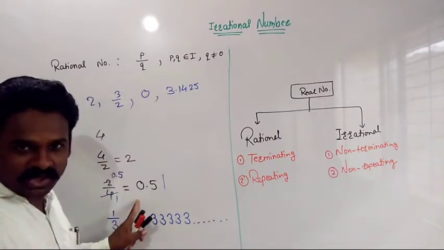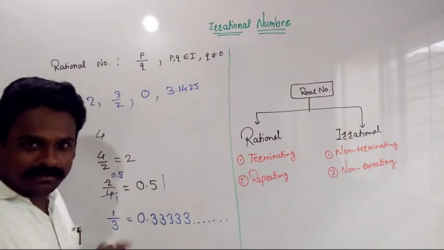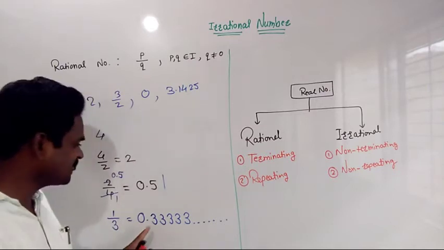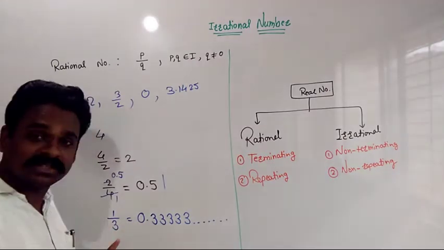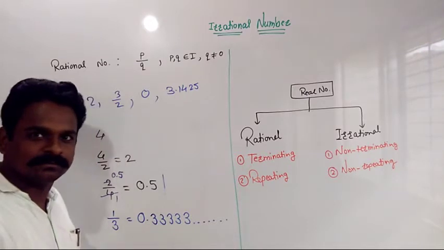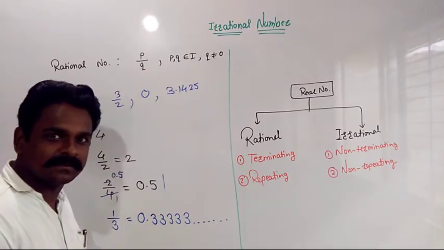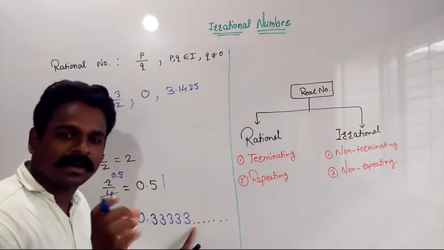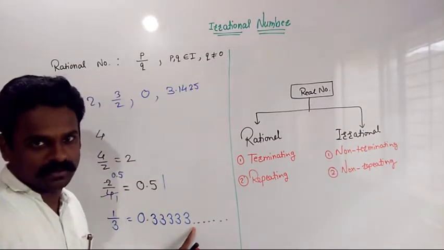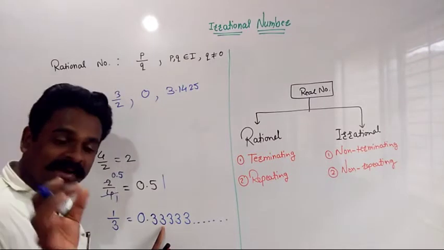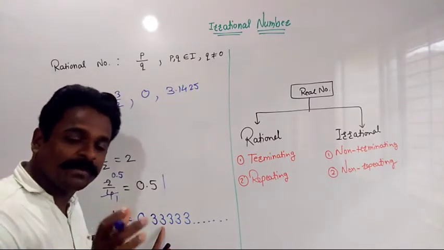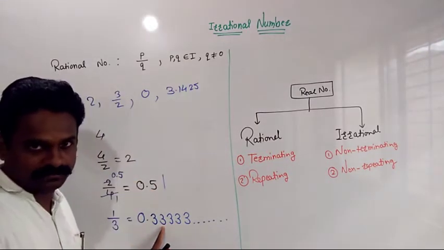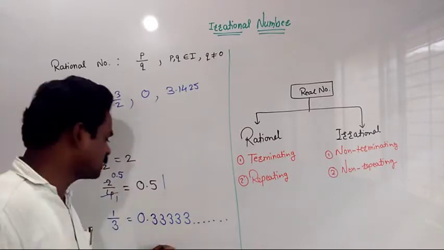What we said in the previous step is that a rational number is terminating. But in this case, 1 by 3 is a rational number, but it's not terminating. One more thing is that it is repeating with a number or a group of numbers. There is a repeated number or a repeated group of numbers that will repeat after some intervals.